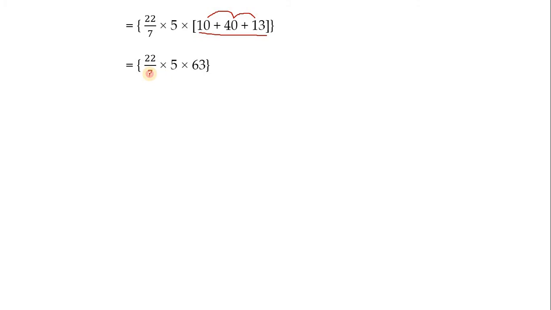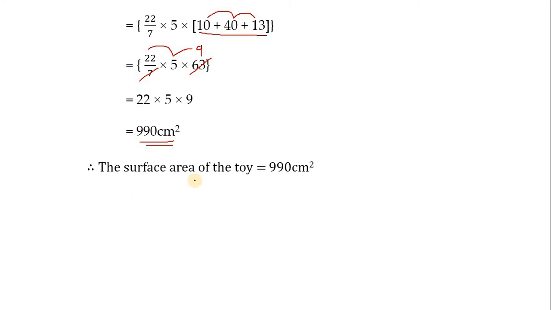Next we can simplify this one, children. 7 ones are 7 and 7 nines are 63. Next multiply 22 into 5. 22 into 5 is 110. 110 into 9 is 990 centimeter square. So therefore surface area of the toy is 990 centimeter square.